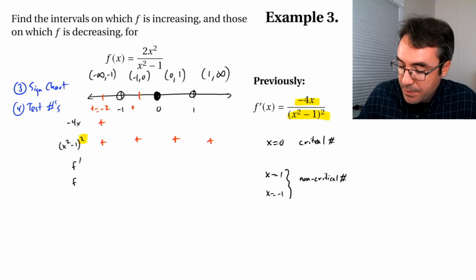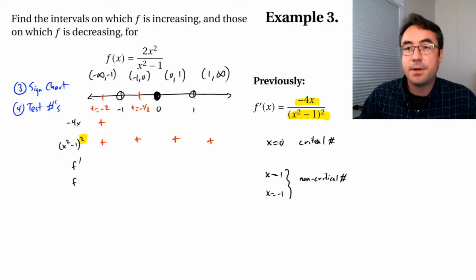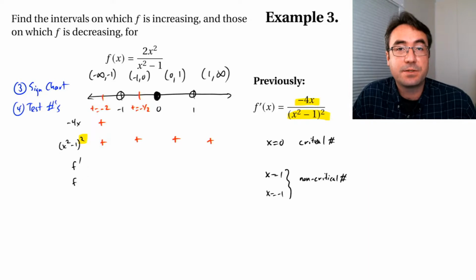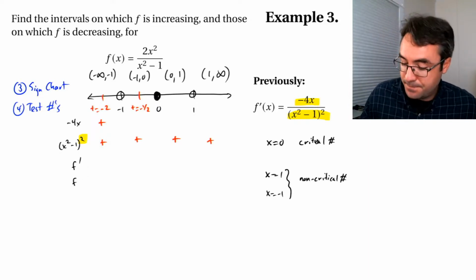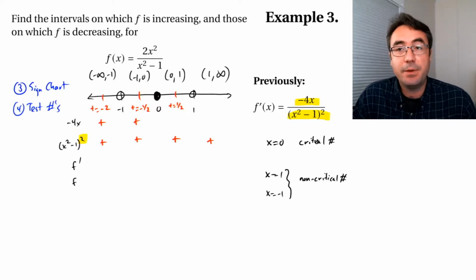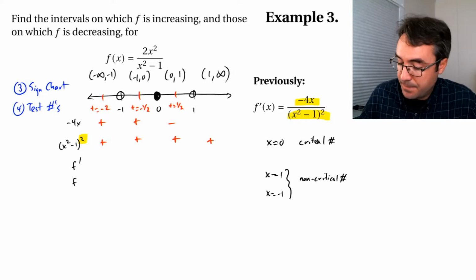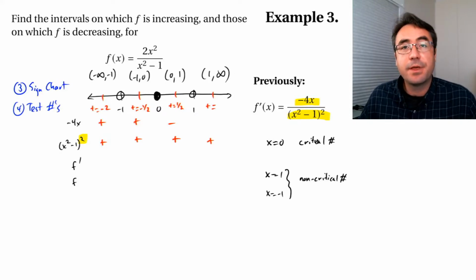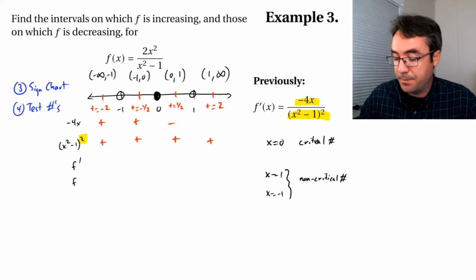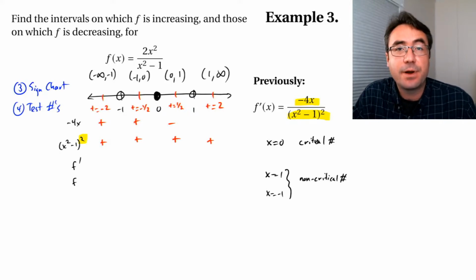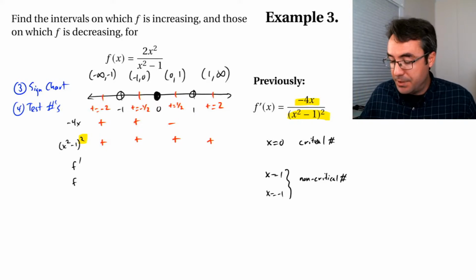For the next interval, maybe we use something like -1/2. Plug that into the -4x factor. We get -4 times -1/2. It's positive. For the next interval, something between 0 and 1, maybe 1/2. Plug 1/2 into the -4x factor. We get a negative. And then maybe our test number for something bigger than 1, we'll use +2. So when we plug 2 into that -4x term, we get -4 times +2, we get -8. We don't really care about the number, we just care about the sign.